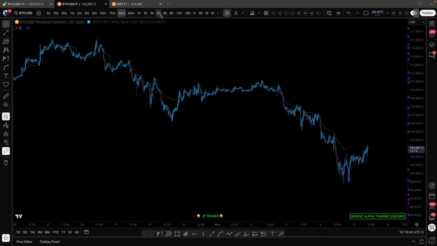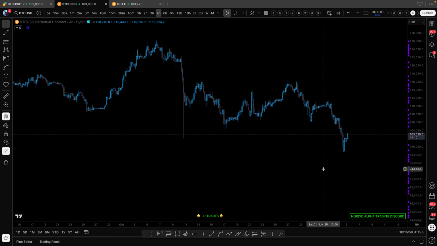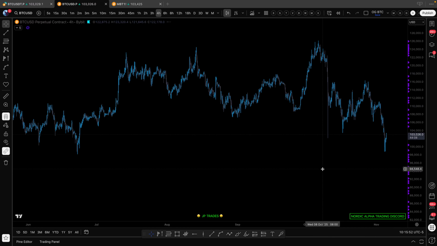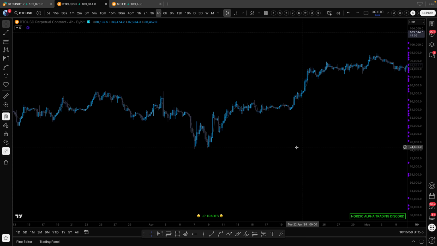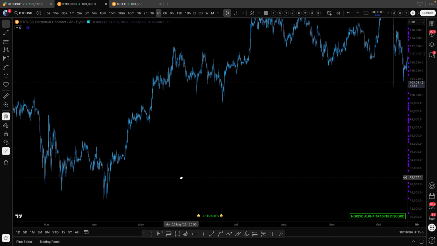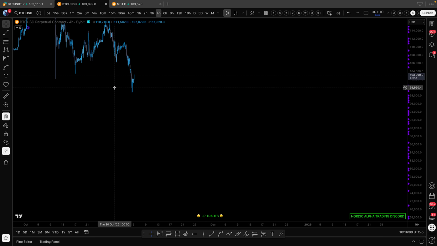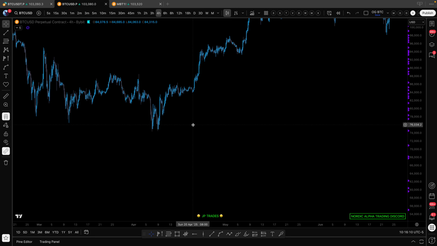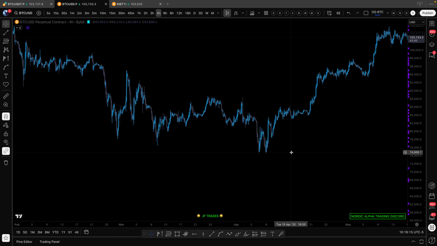Okay. Let's go back to the 4 hour. We kind of did the same here. We had a double bottom, and then we kind of really pumped up. So could this double bottom do the same? It does have potential, even though I don't necessarily like it.